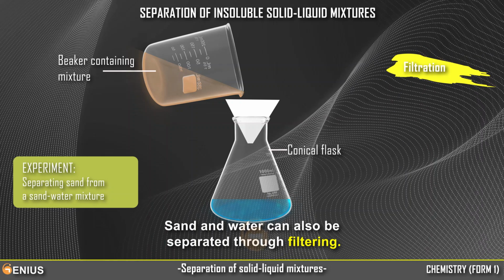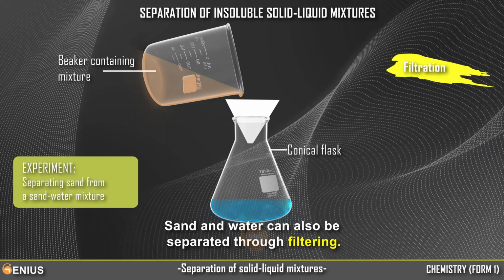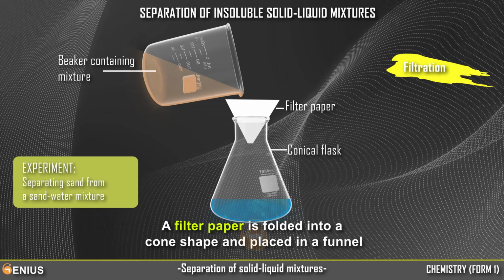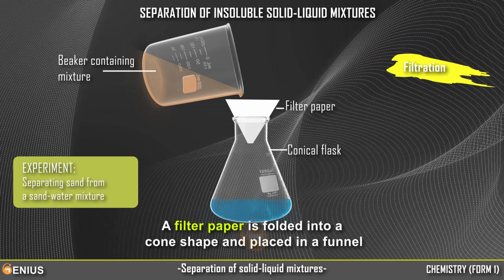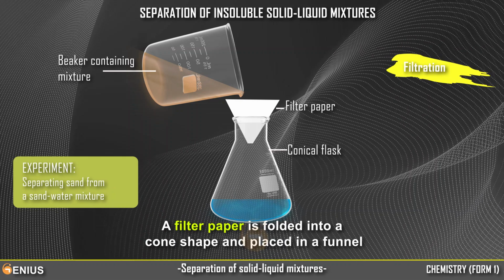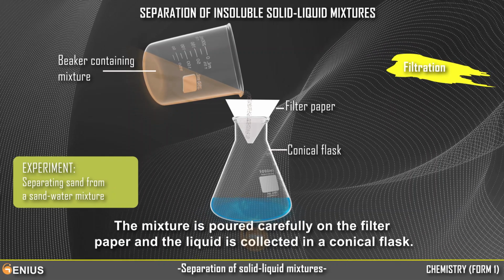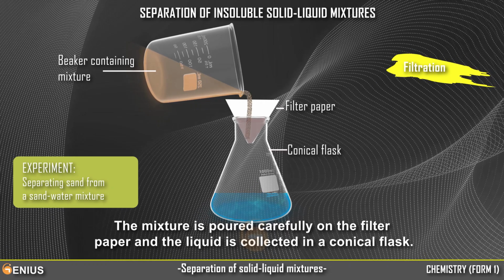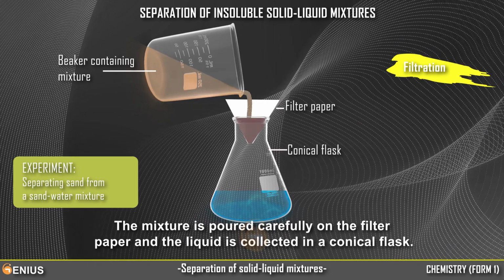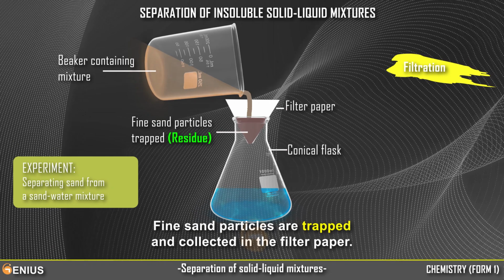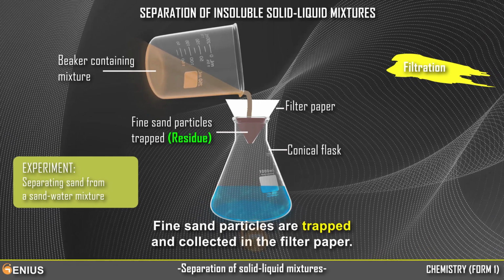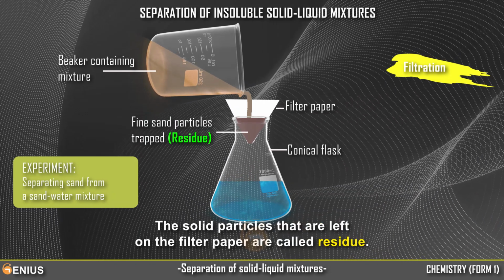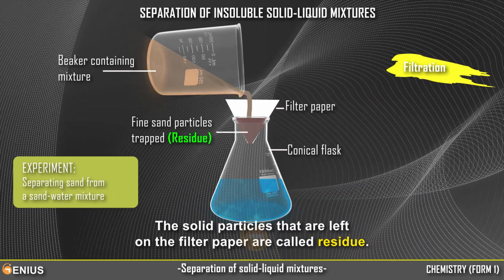Sand and water can also be separated through filtering. A filter paper is folded into a cone shape and placed in a funnel. The mixture is poured carefully on the filter paper and the liquid is collected in a conical flask. Fine sand particles are trapped and collected in the filter paper. The solid particles that are left on the filter paper are called residue.